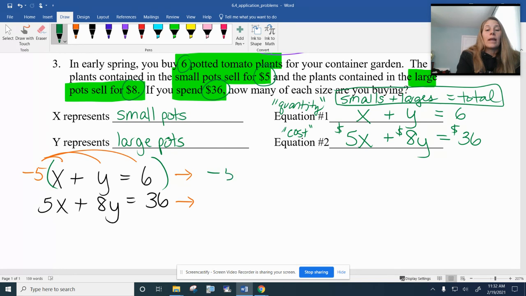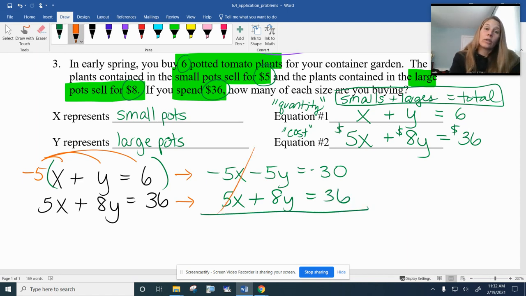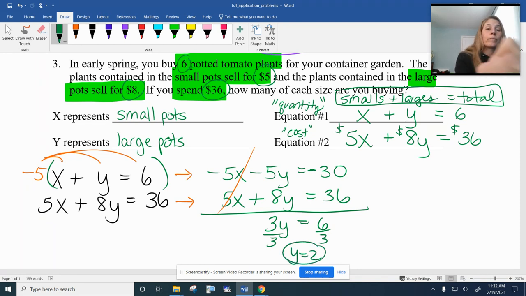So now I have -5x minus 5y equals -30. And then the second equation is just going to stay as is. And now I can add these up. My x's are going to cancel. -5y and positive 8y is going to be 3y. And then -30 and 36 is going to give me positive 6. And then I can get my y, which is 2.